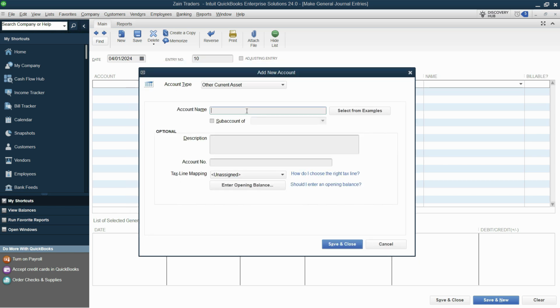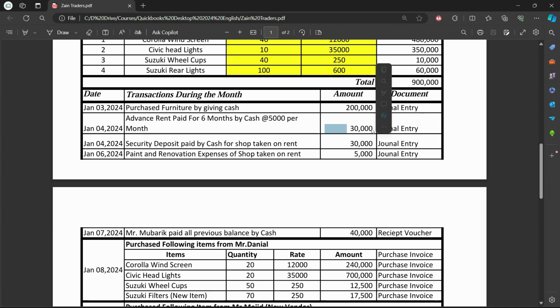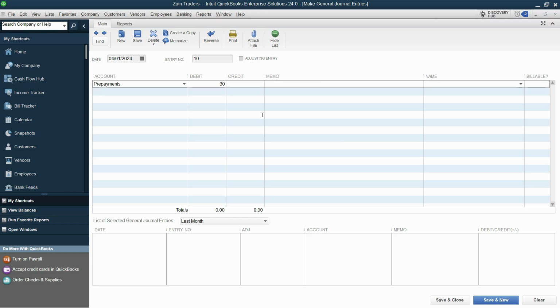Continue. Let's write here prepaid expenses, or you can simply write prepayments. Since this is not an opening balance, we are in the middle of the day-to-day transactions now. So there is no opening balance once you have finalized the trial balance. Just remember that. So save and close, and the amount will be 30,000 debit.